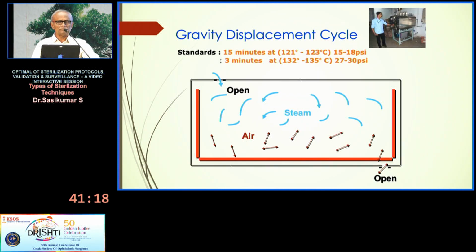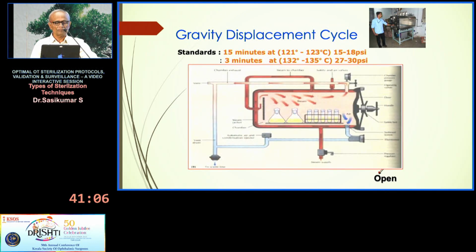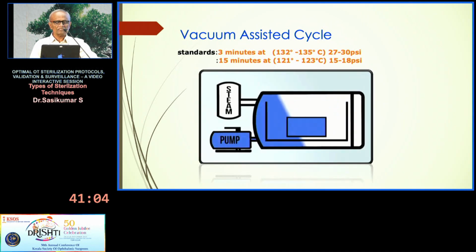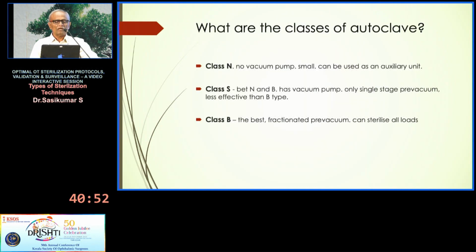In a gravity cycle, because the steam is lighter than air, it is injected in the upper part. This displaces the air down through gravity, and further steam injection can facilitate its passage freely through the items. While in a vacuum assisted cycle, a separate vacuum pump is used to draw in or suck out the air, and then the steam is let in, which sterilizes the items placed inside. What are the classes of autoclaves? We have heard that there are 3 classes of autoclaves.